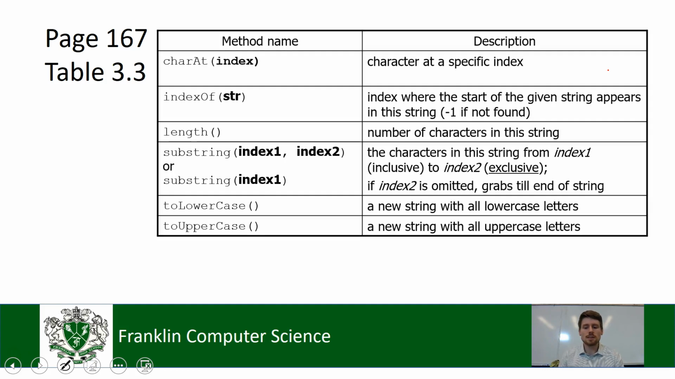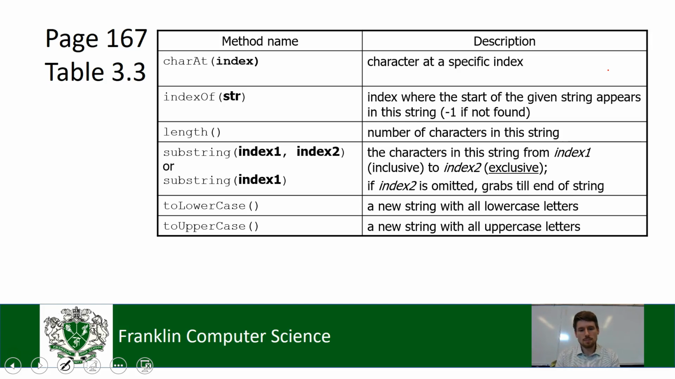Okay, so the list of those methods that you might find useful for strings are on page 167 in your textbook. It's table 3.3. charAt gets you the character at a specific index. We're going to talk more about indexes in a moment. indexOf, again, we'll talk more about indexes in a moment. indexOf tells you the start of a given substring, or if it's not there, it's -1. length tells you how many characters are in the string.